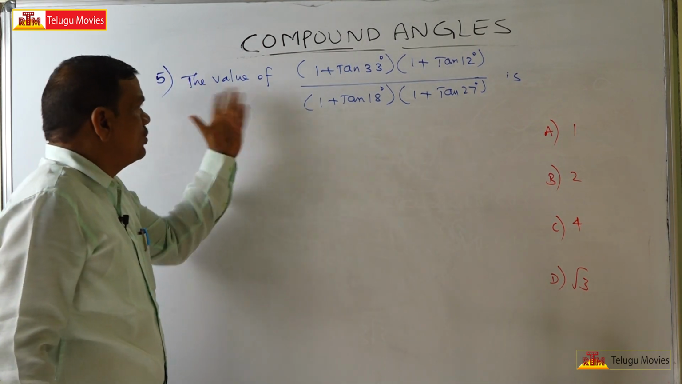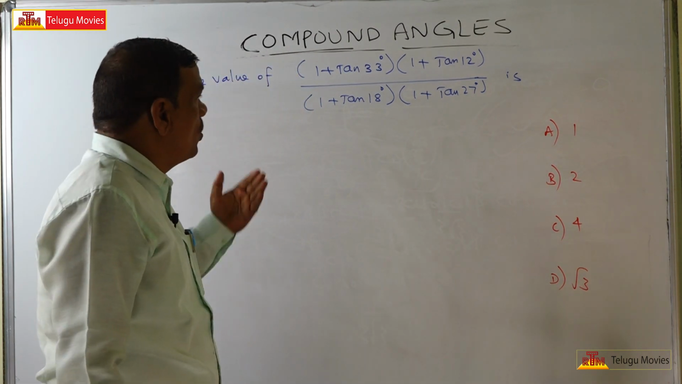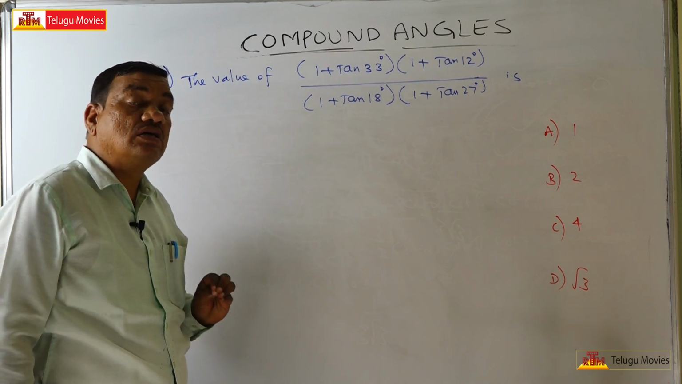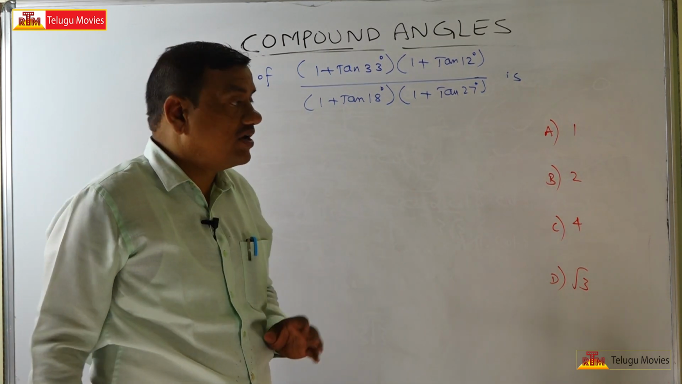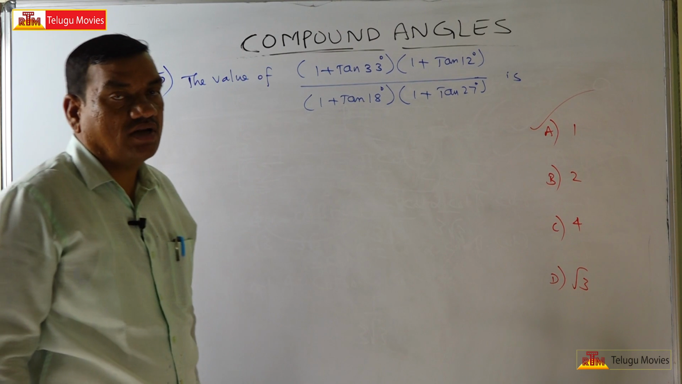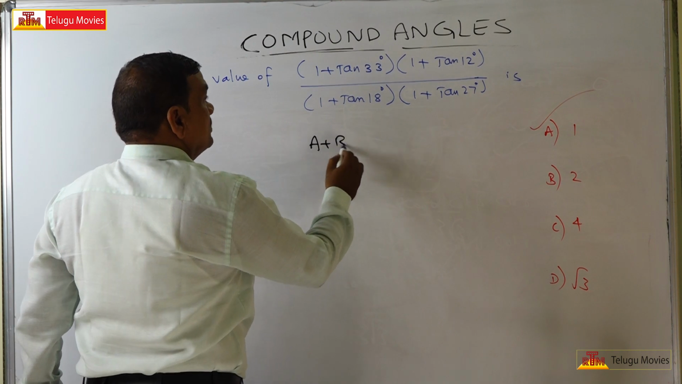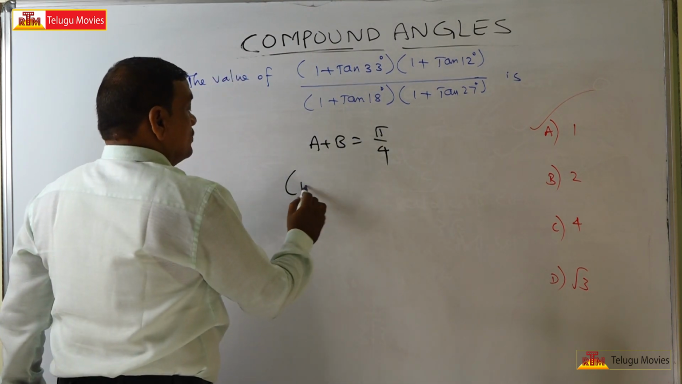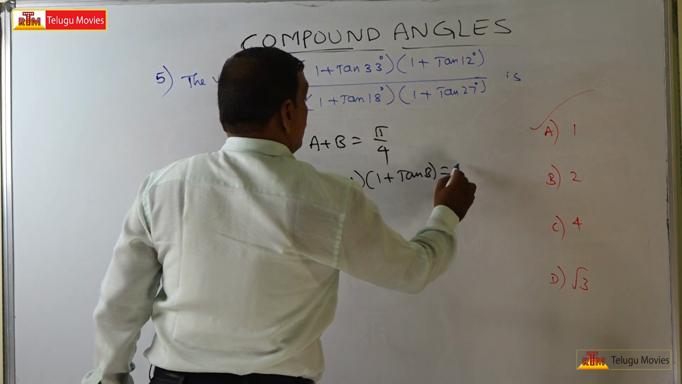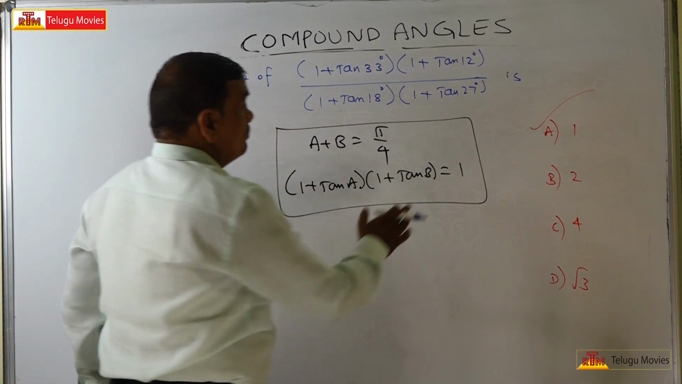Welcome to the next problem. The value of (1 plus tan 33 degrees)(1 plus tan 12 degrees) upon (1 plus tan 18 degrees)(1 plus tan 27 degrees) is equal to 1. If you have the fundamental knowledge, without any thought you can say 1. Sir, why sir? We have the result. What is that result? If a plus b is equal to pi by 4, then (1 plus tan a) into (1 plus tan b) value is 2.